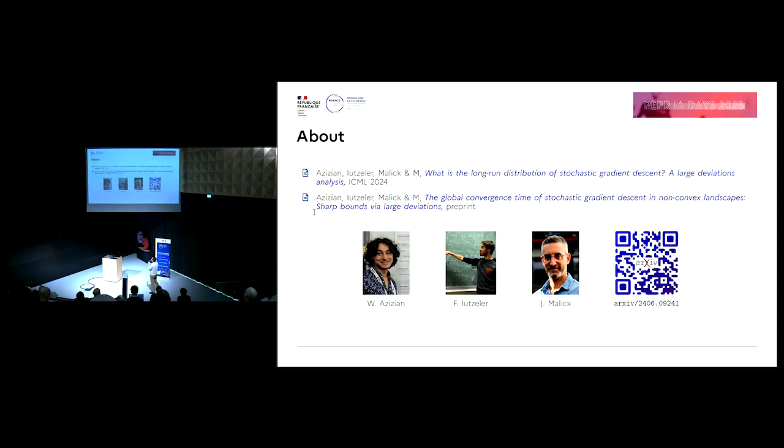And also, much more recently, some pretty sharp estimates about the global convergence time of stochastic gradient descent. There was supposed to be another QR code here for the second paper, but someone messed up the times, so it's going to appear on tomorrow's arXiv posting.